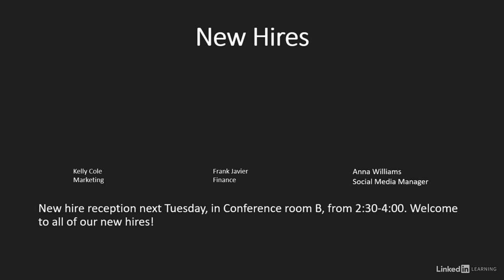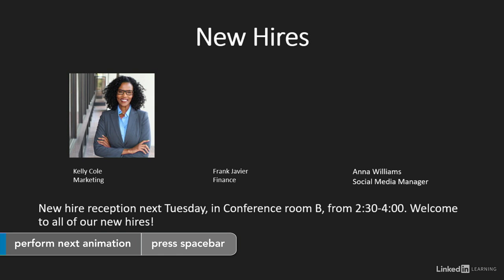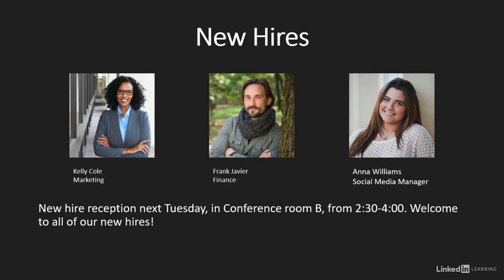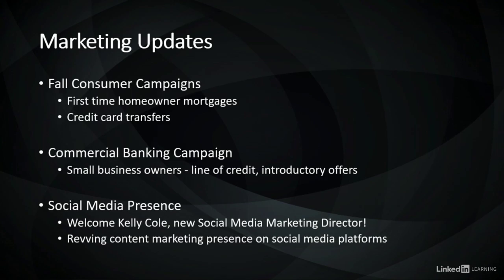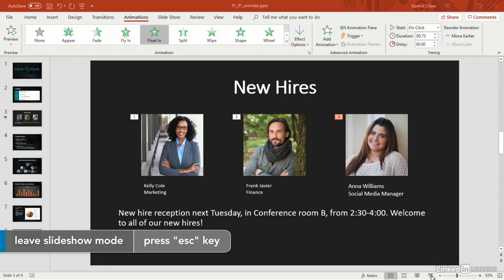All right, so here's how my slide will look when we first come to it, and then I'll press the space bar, and we see the first image appear. I press the space bar again, there's the next one, and there's the third one. One more click takes me to the next slide. Now I press escape to leave slideshow mode.